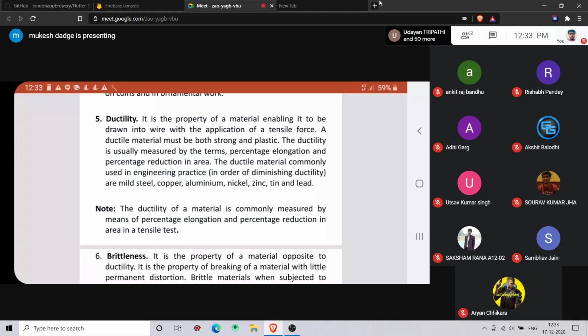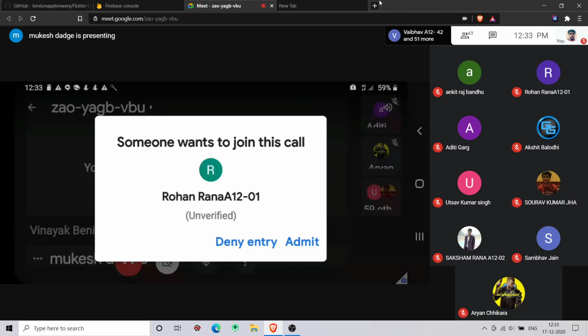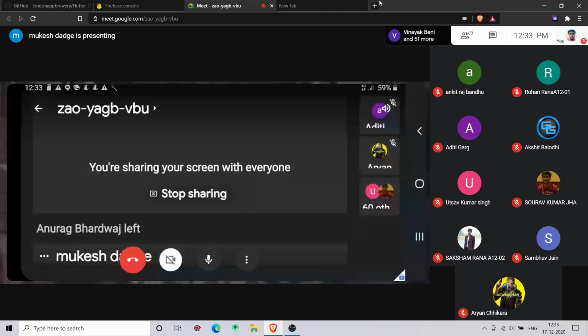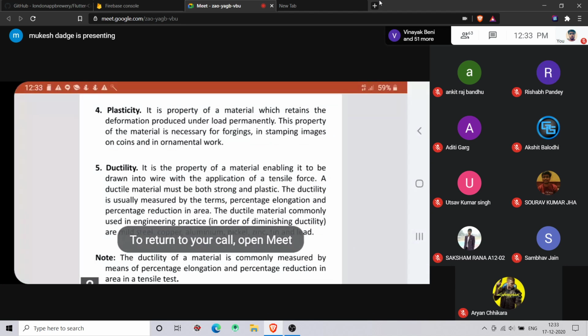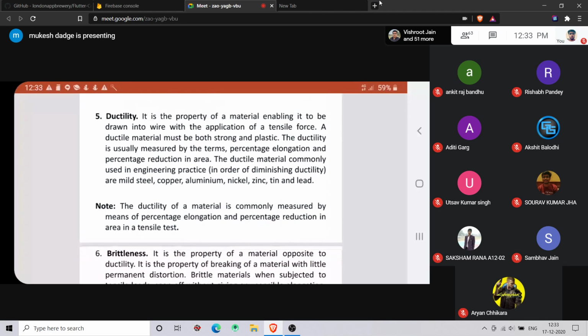Next point is ductility. Ductility is the property of a material enabling it to be drawn into wire with the application of tensile force. Right? For ductility, a material must be both strong and plastic. Ductility is measured by the terms percentage elongation and percentage reduction in area.